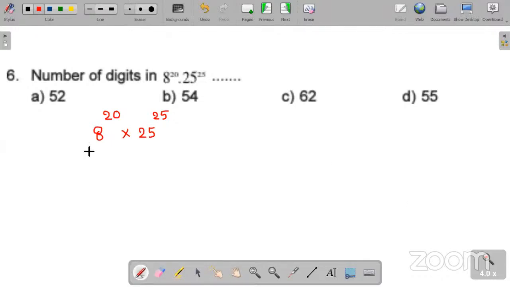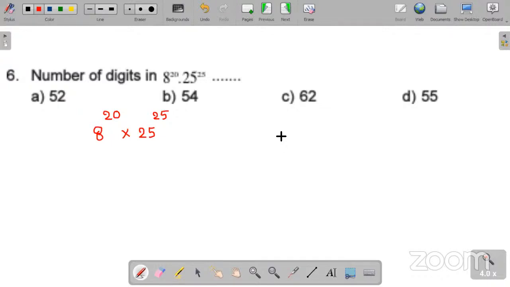Very interesting question. If you expand 8 to the power of 20, you get one number. If you expand 25 to the power of 25, you will get another number. If you multiply both the numbers, you will get a resulting number.